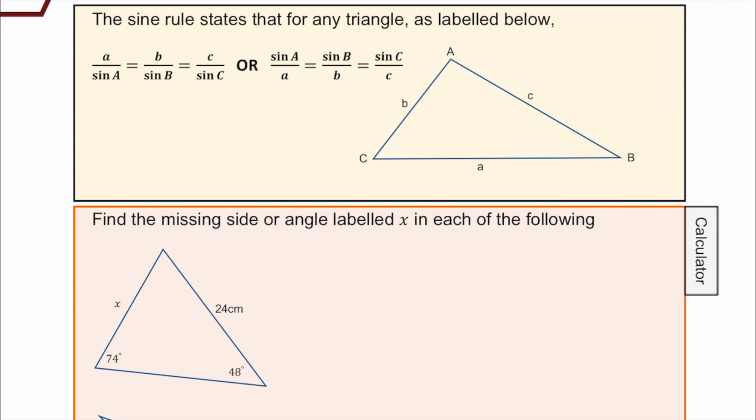Now, the reason that I've done that is to show you that it's actually easier to use one of those sets of equations in certain situations. When you've got the lowercase letters on the top, I want you to try and remember it's easier to use that when you're trying to find an unknown side on your triangle.